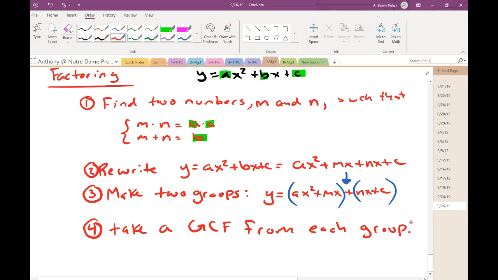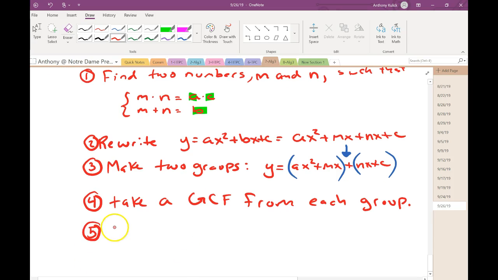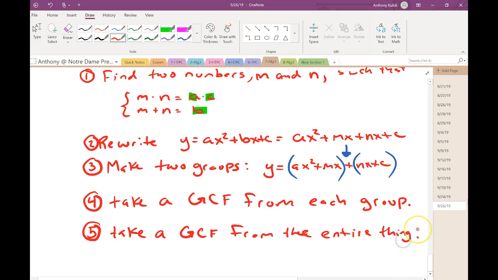So the next thing we're going to do, once we've made those two groups, is we're going to take a greatest common factor from each group. So the GCF is just an abbreviation for greatest common factor. And then our last step would be take a greatest common factor from the entire thing. So this is just the outline of that factoring procedure. Greatest common factor.